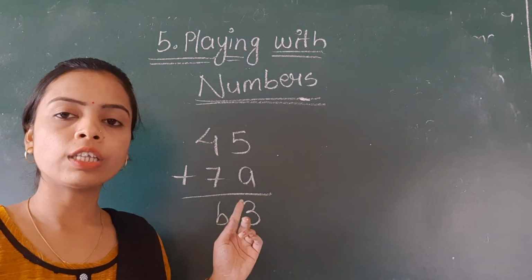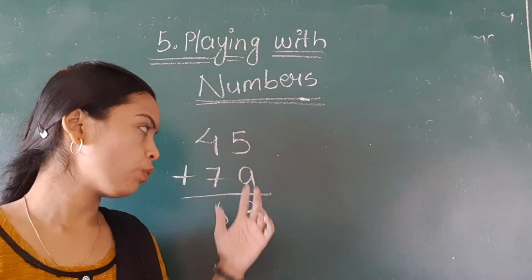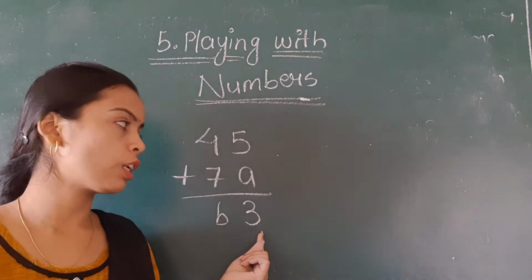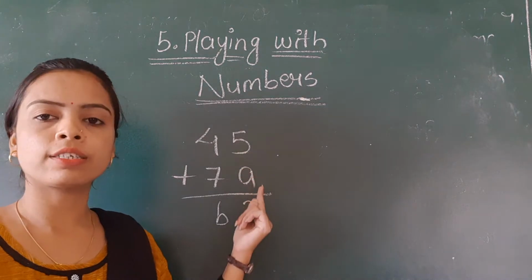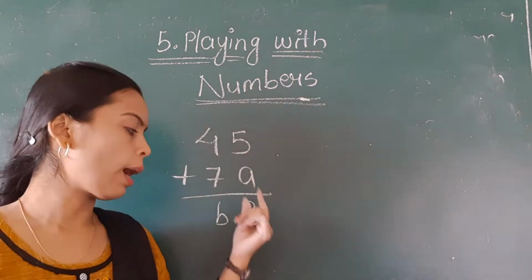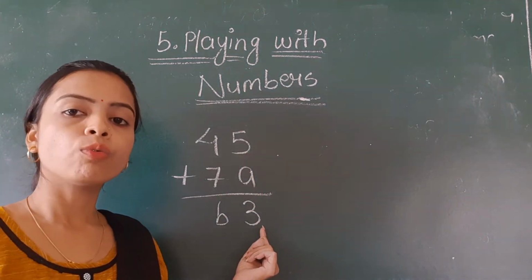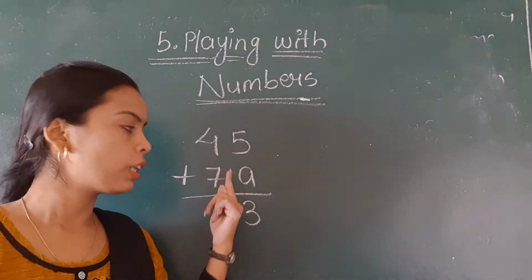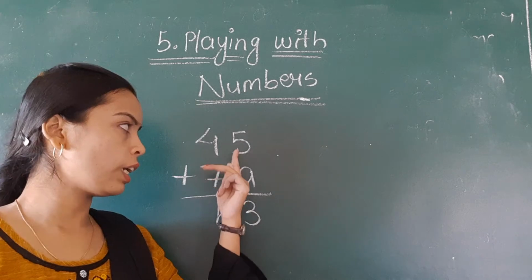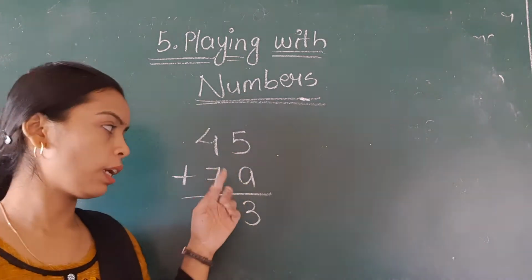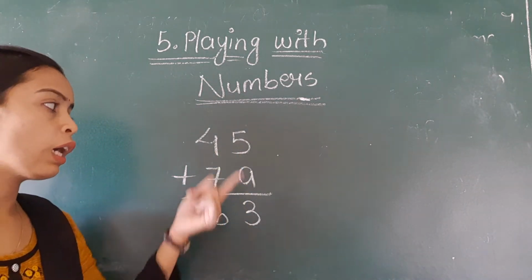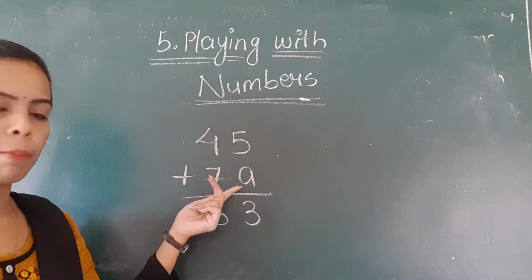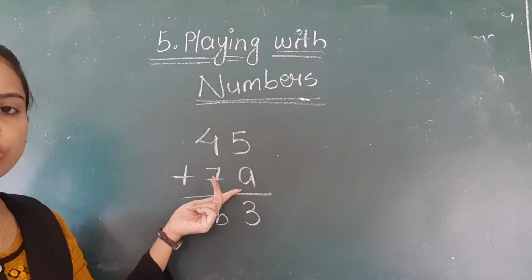For this I told you that if the digit in the answer is smaller than the digit given in the addition, that means you are adding a number greater than the given number. That means if your number 3 is smaller than 5, then the number you are adding here will of course be bigger than 5.